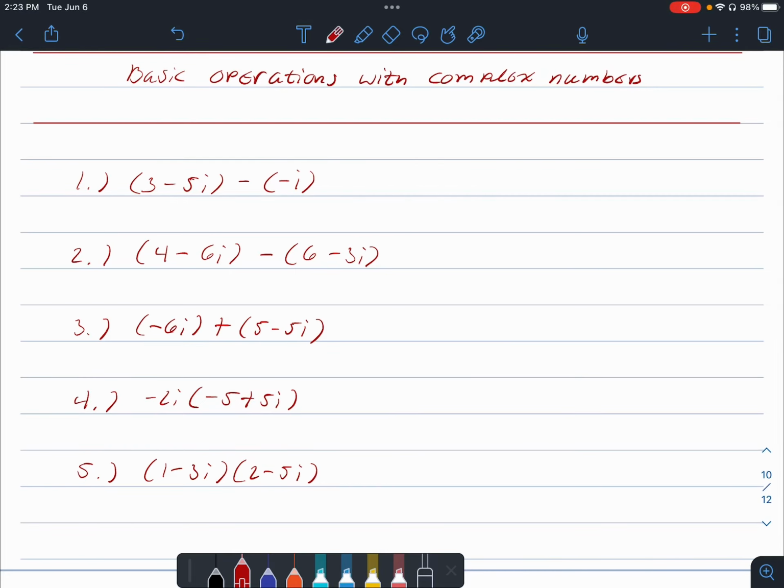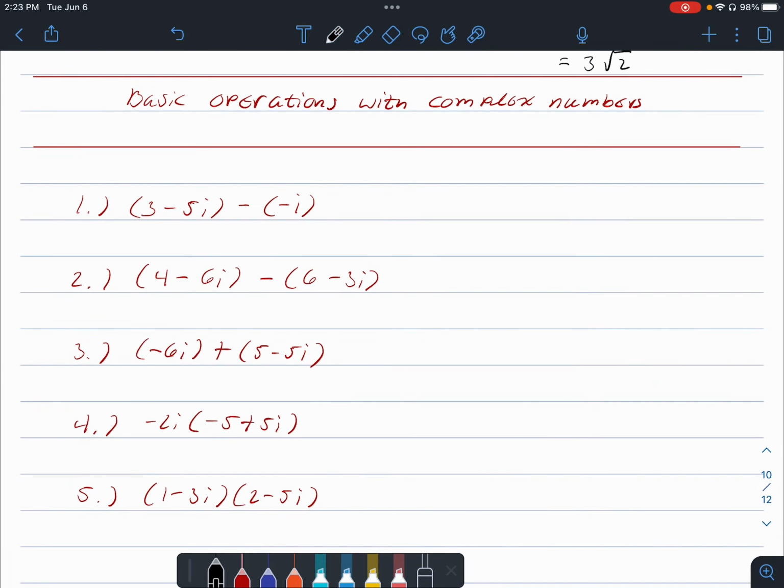In this next video, we're going to be dealing with some basic operations of complex numbers. So this is going to be things like addition, subtraction, multiplication, and division, right? Just the basic standard usual math operations. We can do all of these with complex numbers.